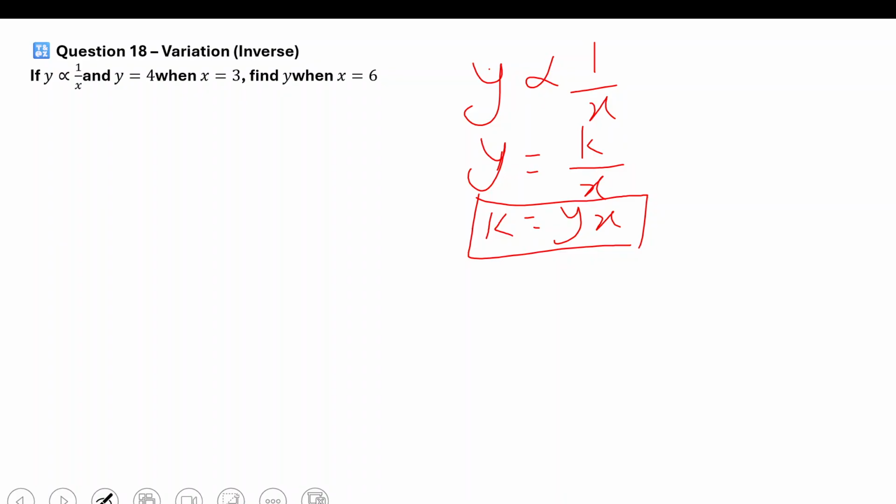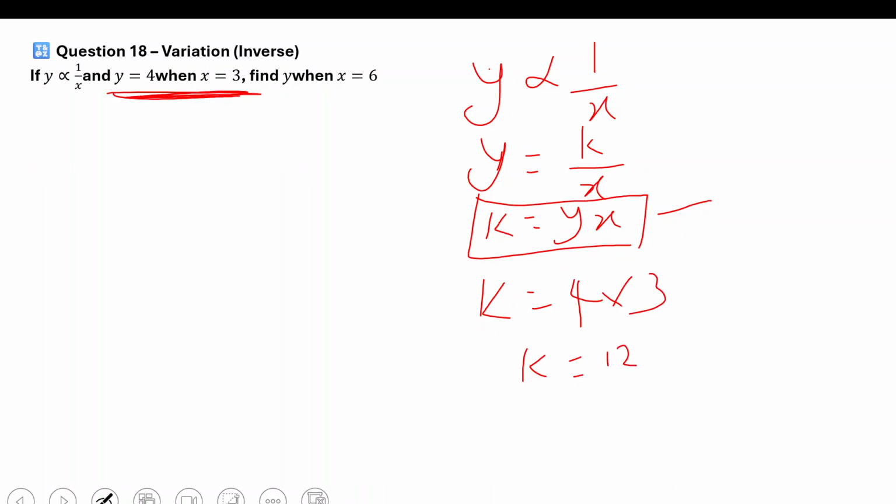So if y is 4 and x is 3, this will stand, right? This is the first instance. So let us find k when this is true. What's k? k will now be 4 times 3, so k will be 12.